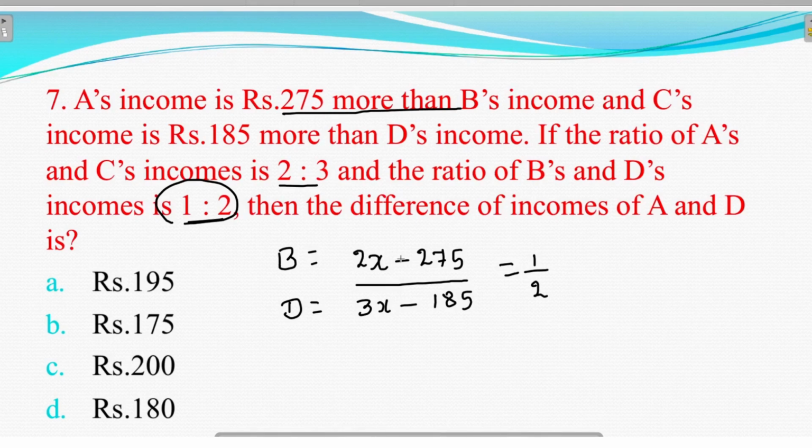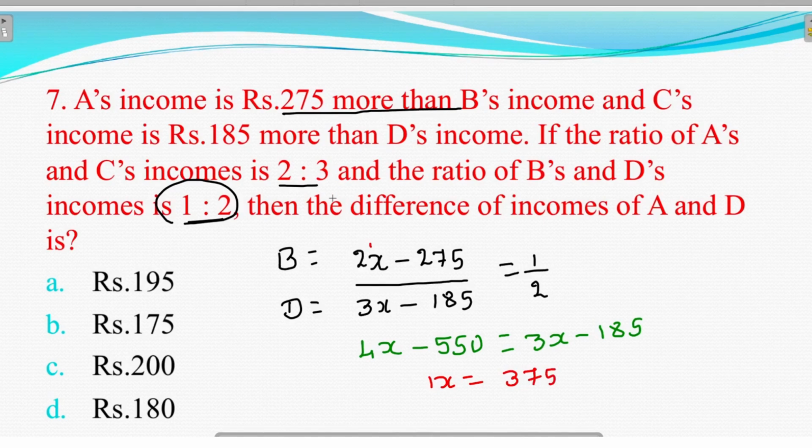Now I want A and D. Let's solve it first. If I know the X value, I can do it. 2 into 2, 4x minus 550 is equal to 3x minus 185. If we do this, 1x is equal to 15 plus 350, 375. X is equal to 375. I know A's income will be 2x. That will be 750.